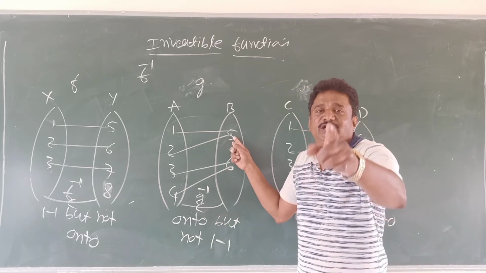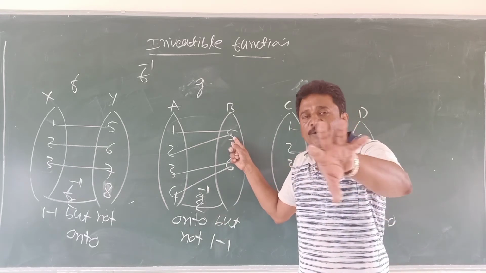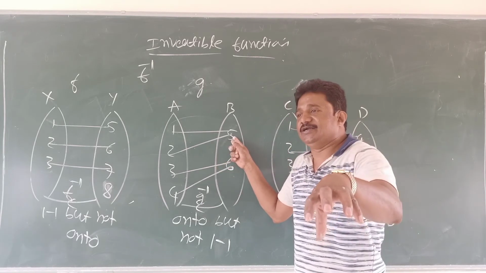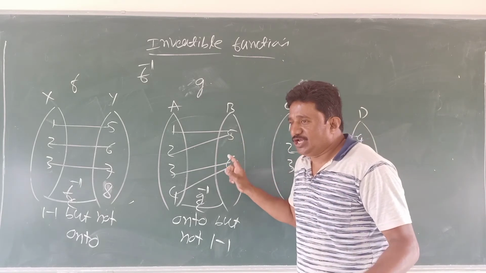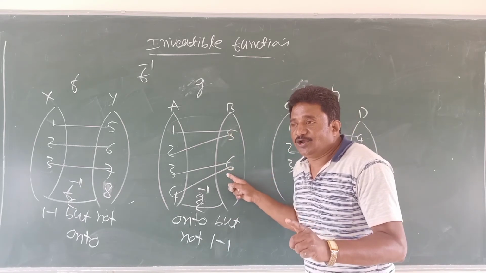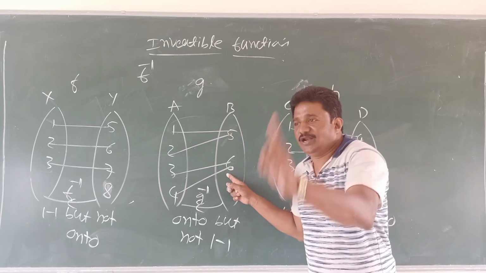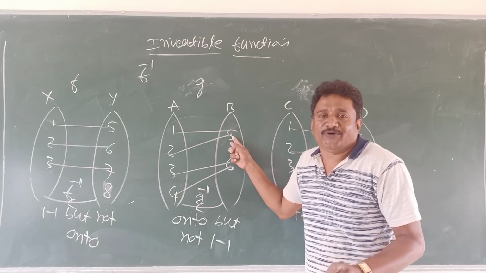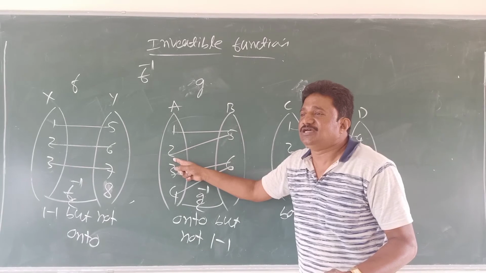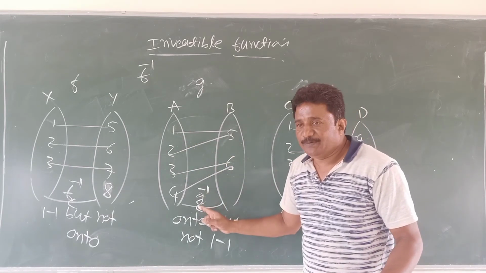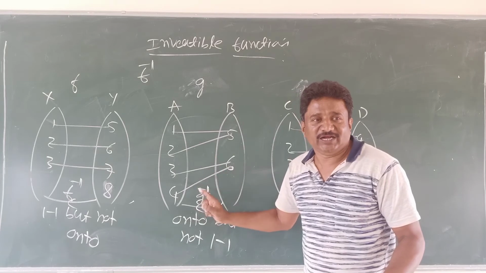If you go back to the definition of function, then this concept will be so clear. Is this a function? No. Every element of the domain is related to one and only one element of the codomain. Here the domain element 5 is related to how many elements? 2 elements. It is not possible. Inverting is not possible. Inverse does not exist.